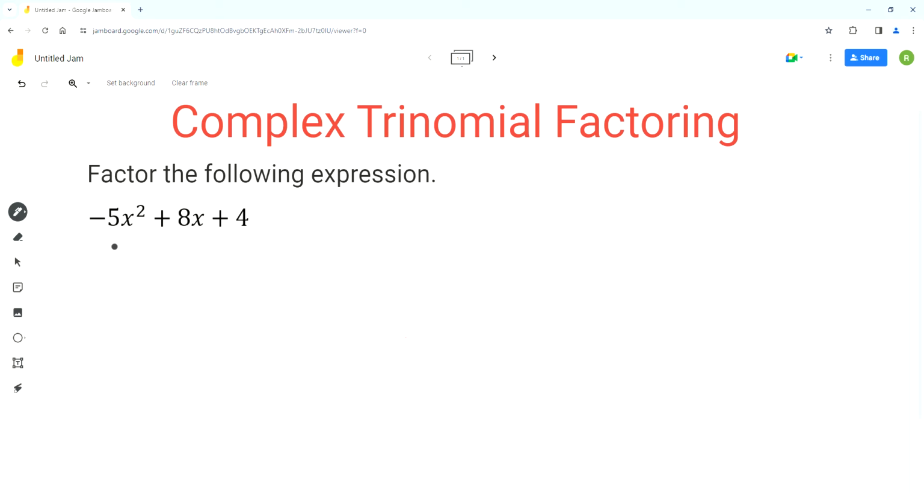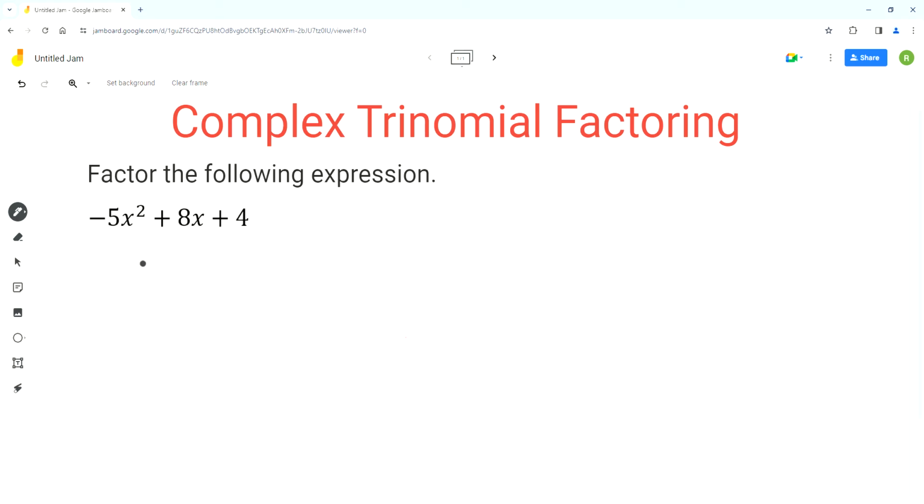Now because this trinomial is a complex trinomial, we'll have to use the decomposition method. Now this is a complex trinomial because the coefficient of the x squared term is not equal to 1. The coefficient of the x squared term is negative 5. So that's why it's a complex trinomial.